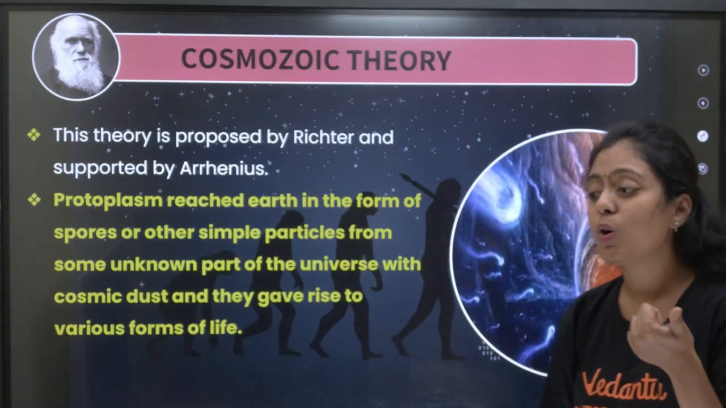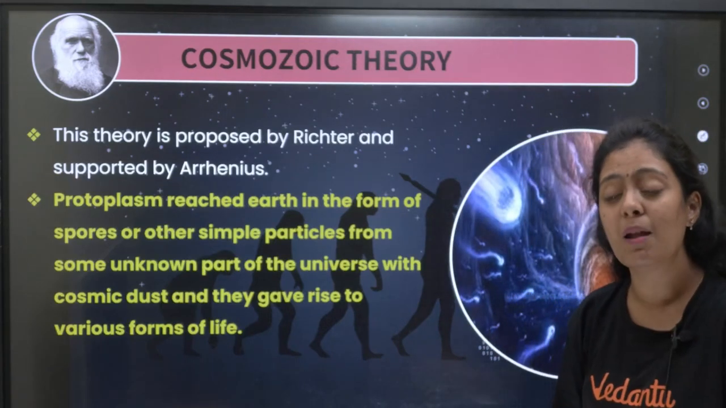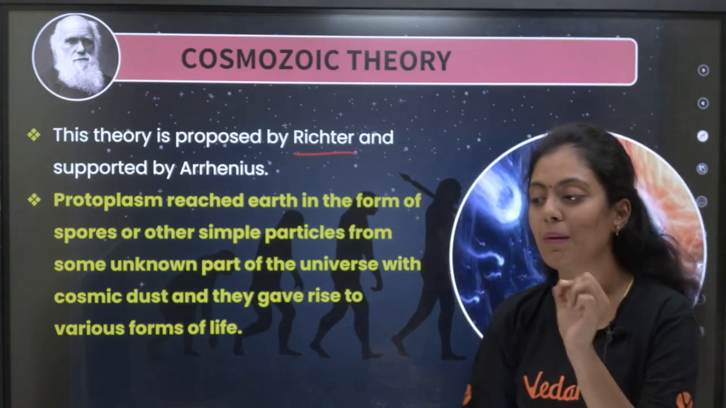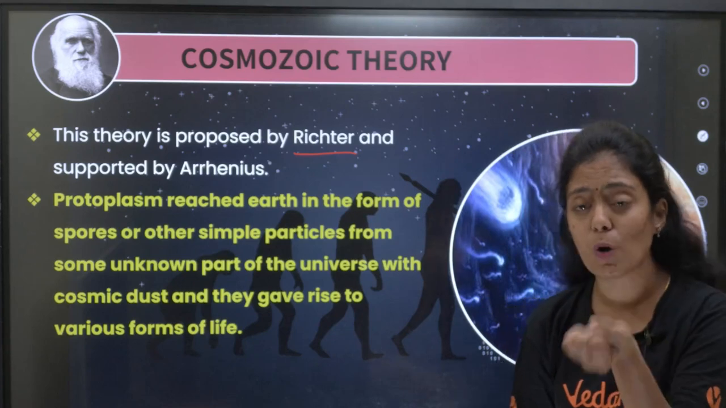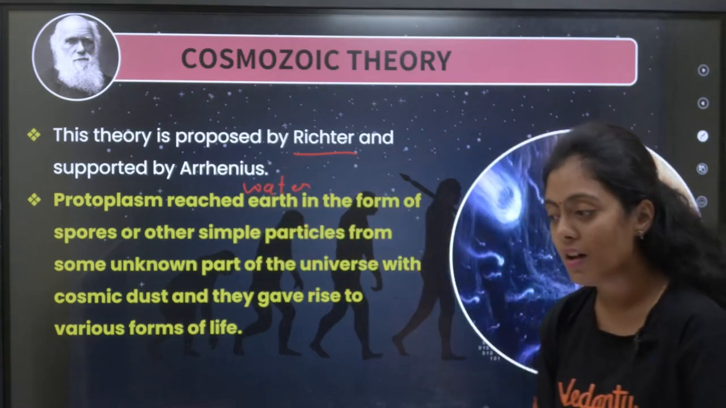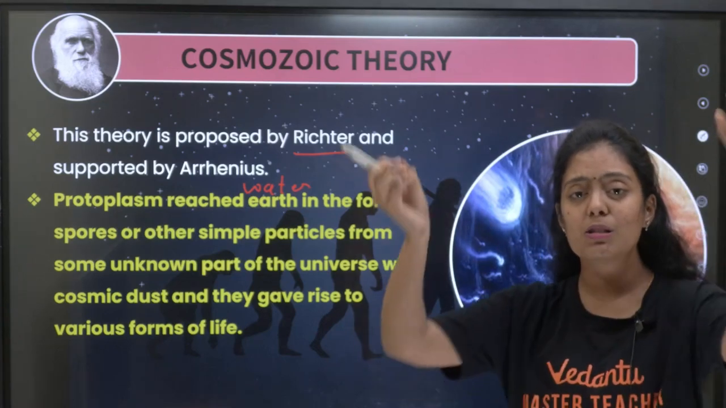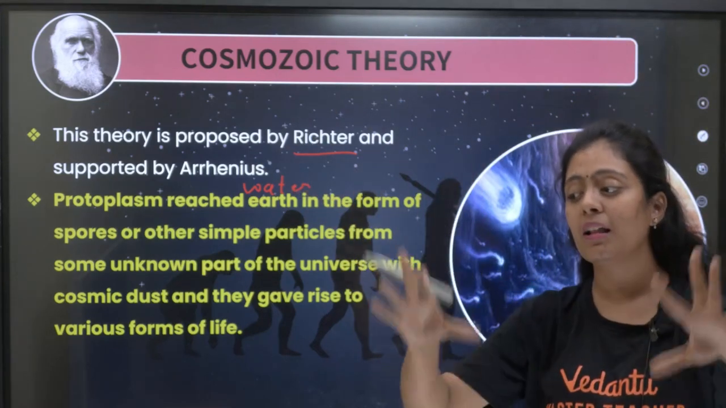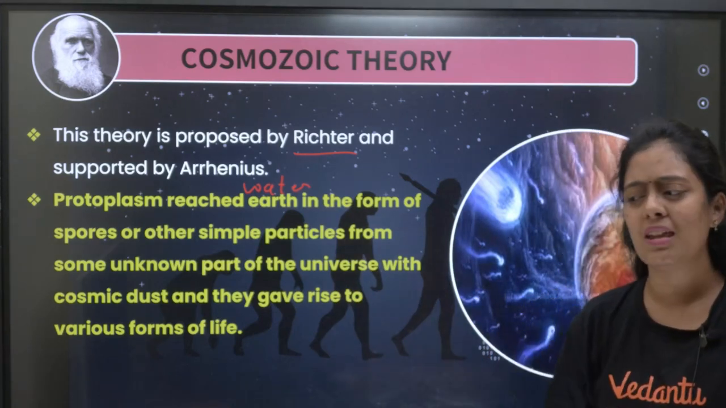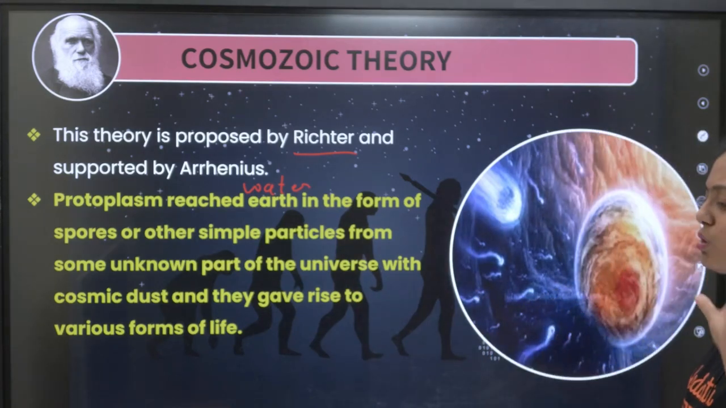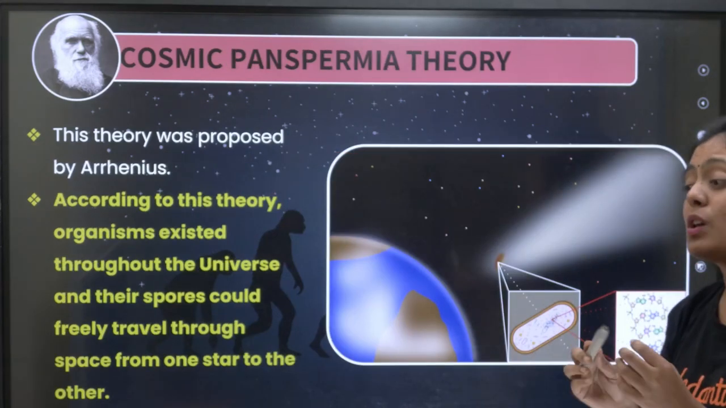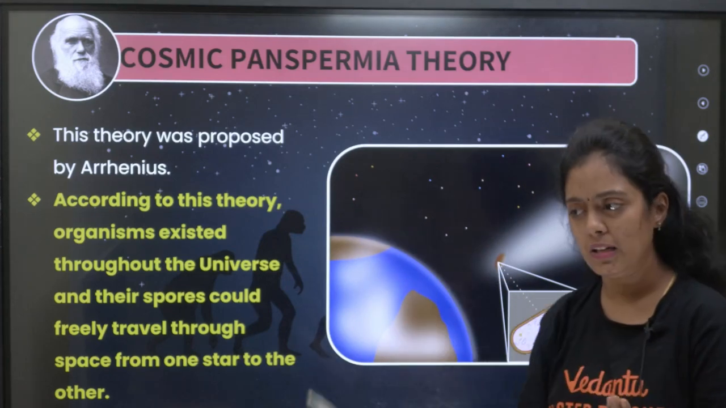Now we have the cosmozoic theory. It was proposed by Richter and supported by Arrhenius. Protoplasm, the watery content of the cell, reached the earth in the form of spores. Spores from somewhere fell onto our earth. These spores started developing into various life forms, and this is also not true. The cosmozoic theory is not true.